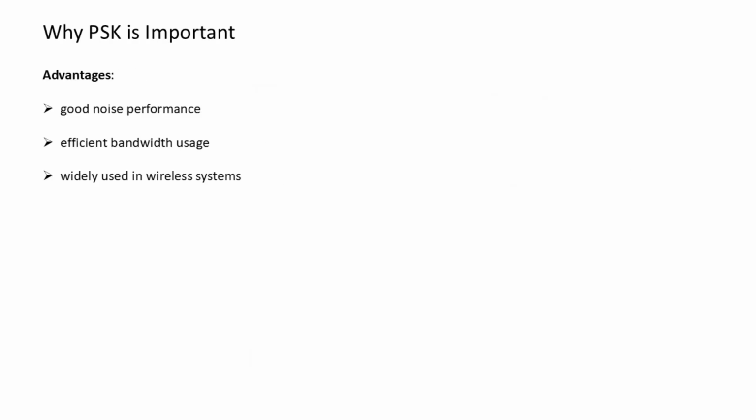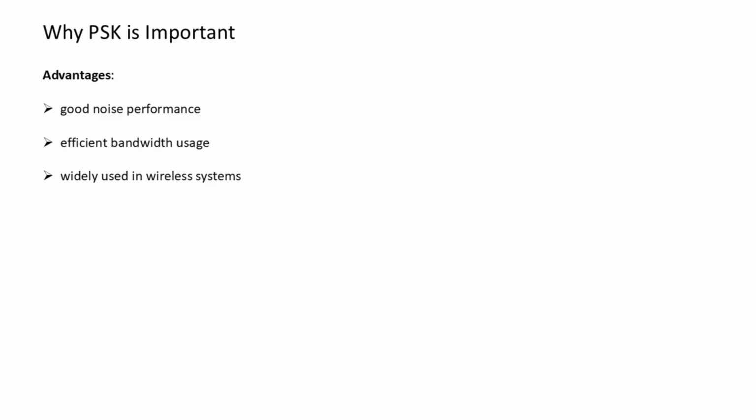So, why is PSK important? One of the main reasons is its strong performance in noisy environments. Because information is carried in the phase of the signal, PSK can be more robust compared to amplitude-based modulation techniques. Another key advantage is its efficient use of bandwidth, allowing more data to be transmitted within the same spectrum. For these reasons, PSK is widely used in many wireless communication systems today, from basic digital links to modern mobile and satellite communications.